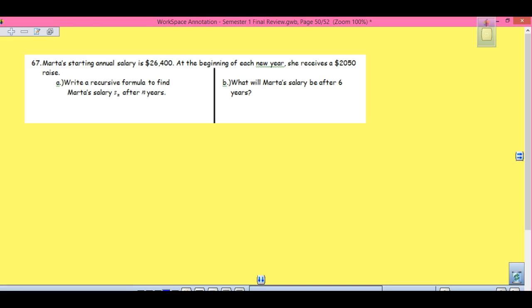Marta's annual starting salary is $26,400. At the beginning of each new year, she receives $2,050. So the recursive formula starts with a sub 1 equals 26,400. A sub n equals a sub n minus 1 plus, how much is she getting each year? $2,050.